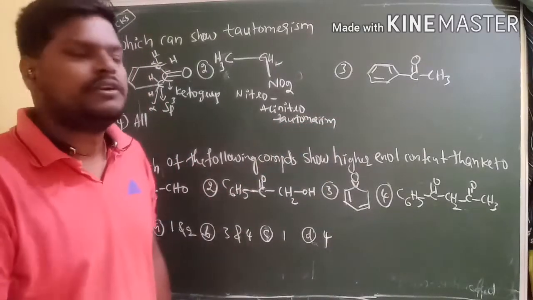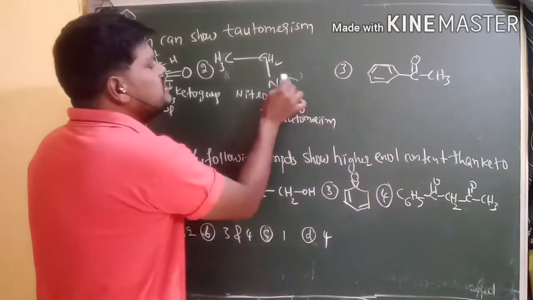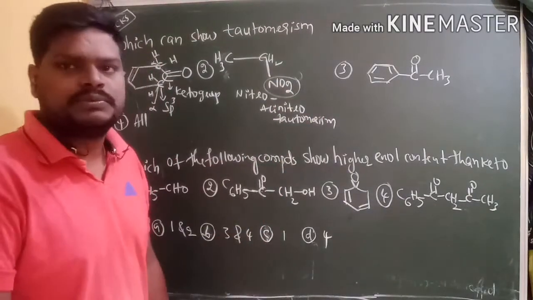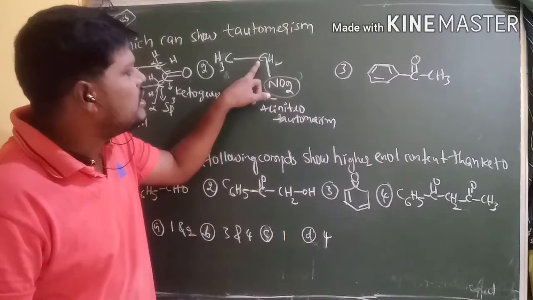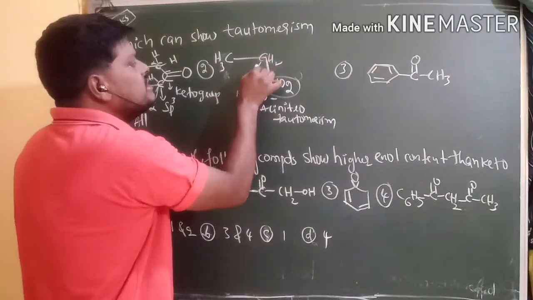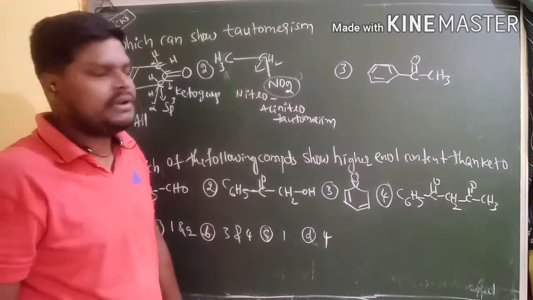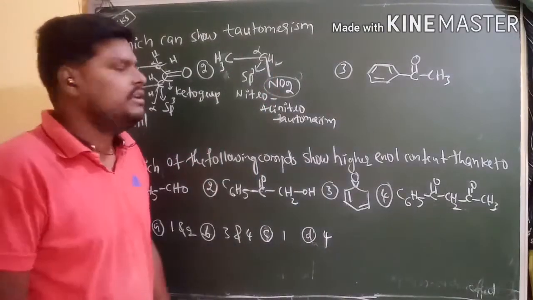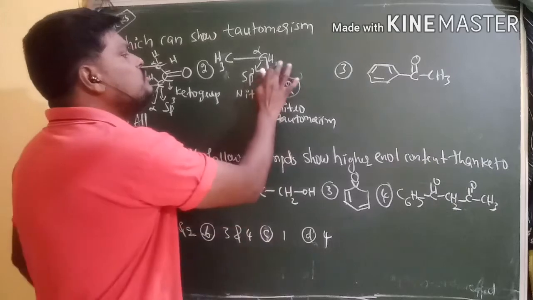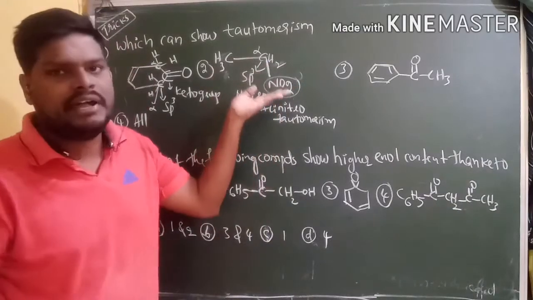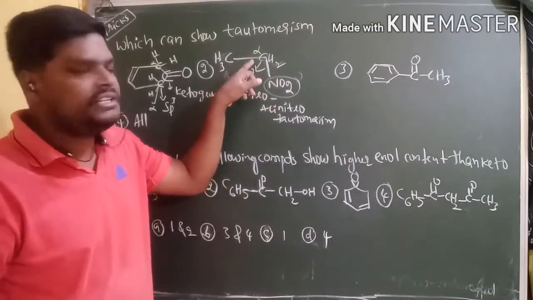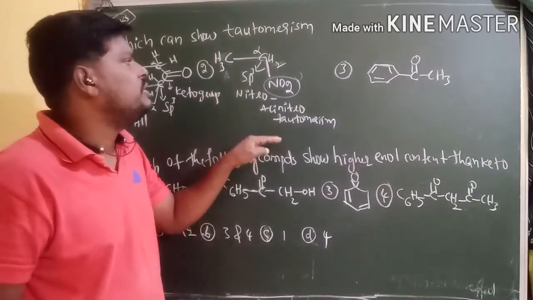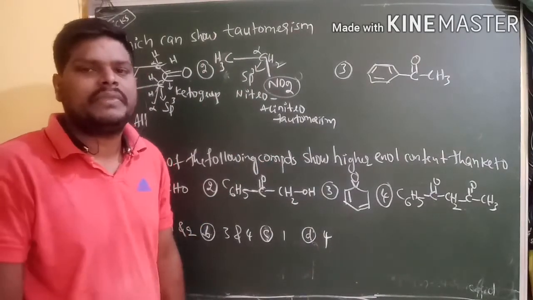Nitro to acinitro tautomerism, because these are the functional groups here. The nitro group is attached to this carbon. Is this carbon saturated? Yes, it is a saturated sp3 carbon, and it is an alpha carbon. How many hydrogens are here? Two hydrogens. So there are two alpha hydrogens on a saturated carbon, that's why it also exhibits tautomerism.